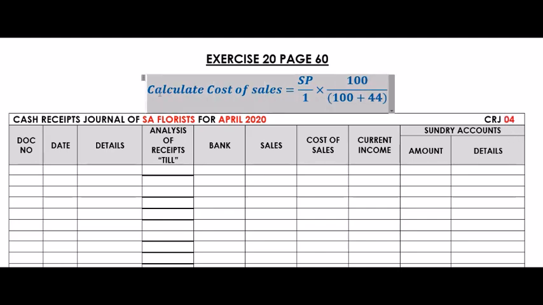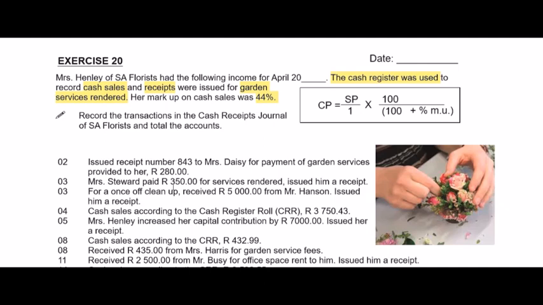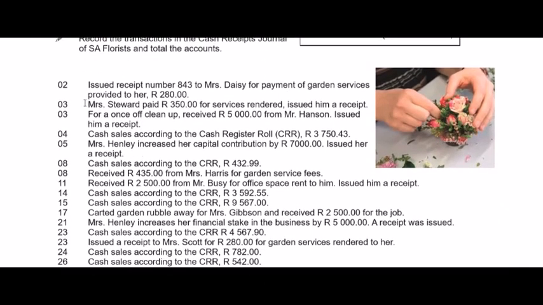This is just your cost price formula, if you've forgotten how to calculate cost price or if you're not sure how I get my cost price values. And then you can see I use the 44 there as my markup percentage. Now let's start with the transactions. The first transaction took place on the 2nd of April. It said issued receipt number 843 to Mrs. Daisy for payment of garden services provided to her, 280 Rand.